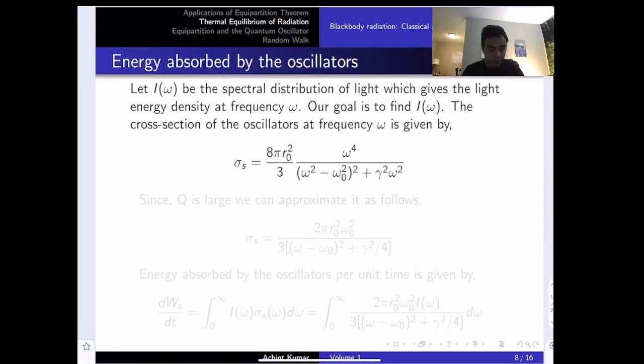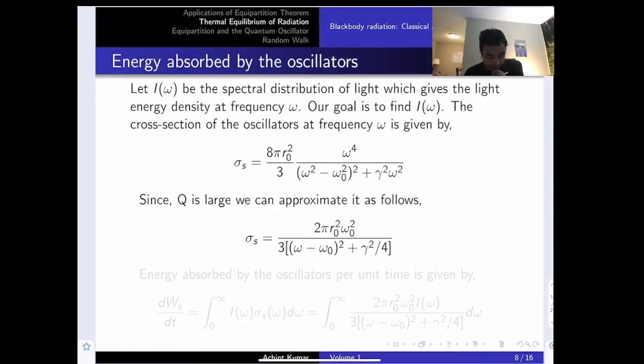Okay, so let us assume that the spectral distribution of energy of light, which gives the light energy density at frequency omega, be I of omega. Our goal is to find this I of omega. The cross section of oscillators at frequency omega is given by this. Again, this is a result which was derived in lecture 32. So an electron has a cross section given by this expression.